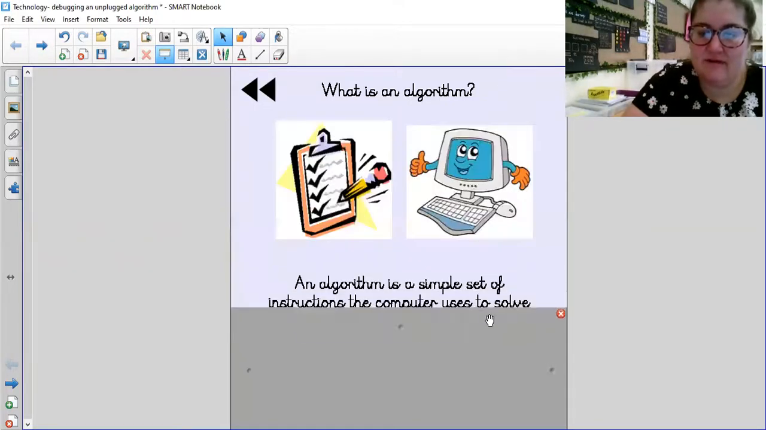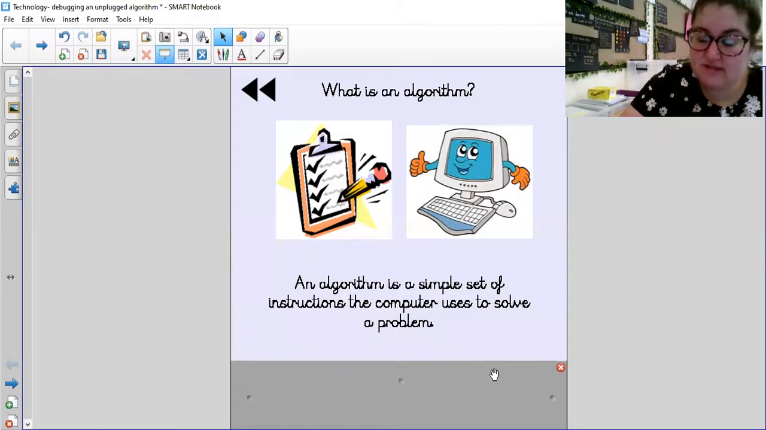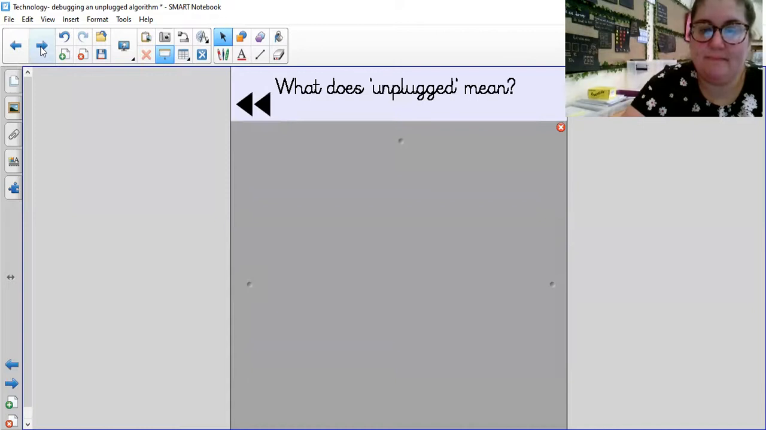So an algorithm is a simple set of instructions that the computer follows to solve a problem, okay? So if you want your computer to play a game, it will have to follow an algorithm to make that game available to you. If you want to write a letter, the computer needs to know what we're inputting, what we're putting into the computer, so that it can follow an algorithm so that the output, what we're getting out of it, is what we need it to be. So an algorithm is basically a simple set of instructions.